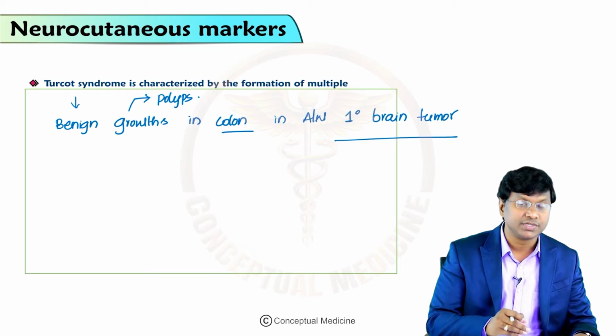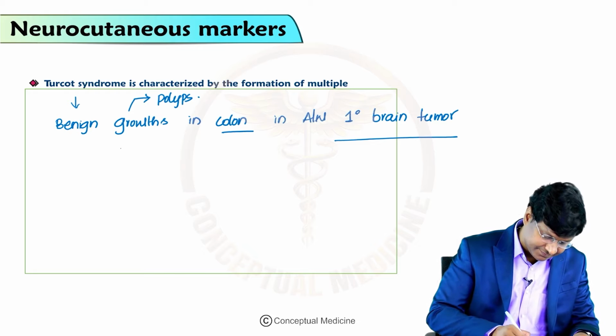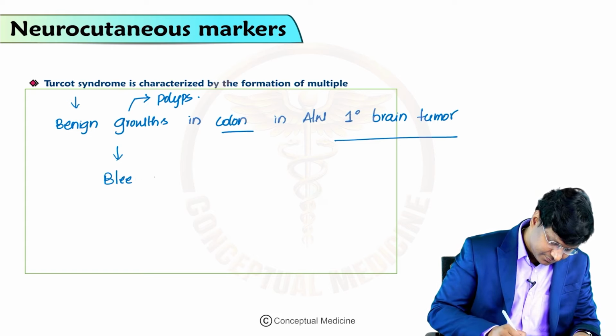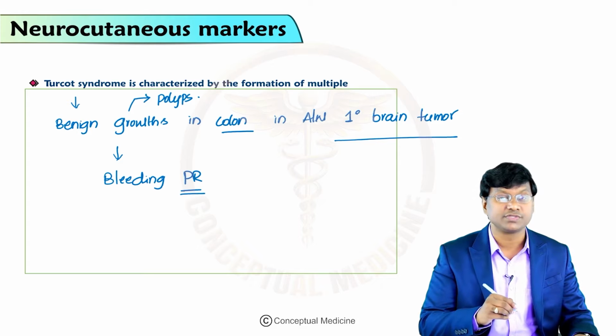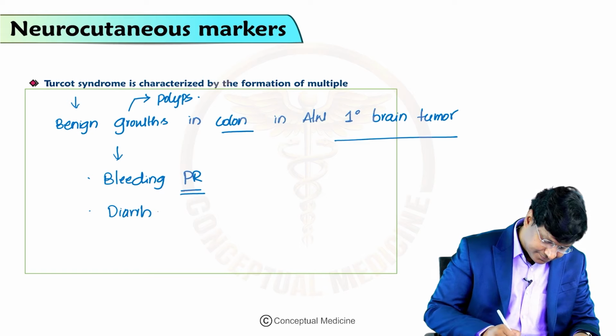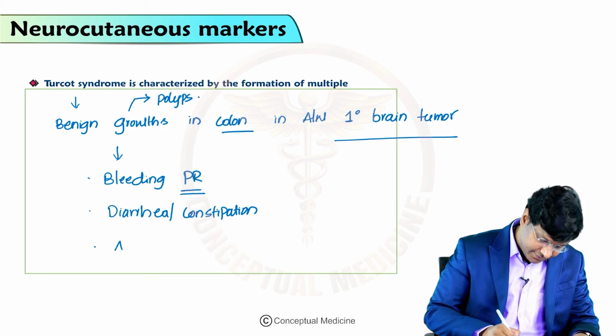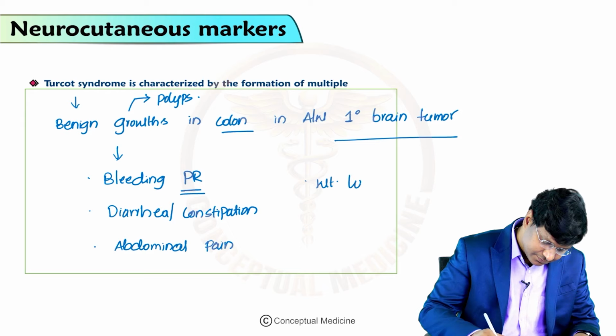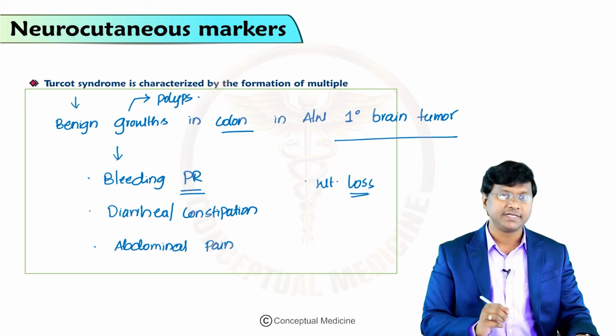And these growths are associated with bleeding from the rectum. And not only that, the other gastrointestinal manifestations include diarrhea or constipation, right, and there can also be abdominal pain, as well as weight loss. Right, so these are the features of Turcot syndrome.